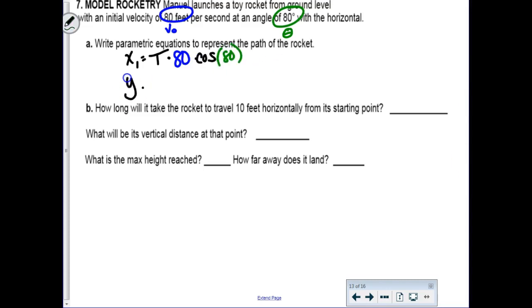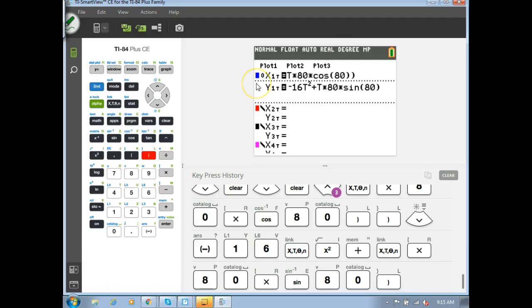And then for your y equation, it's measured in feet, right? So -16 t squared plus t times 80 for the velocity times the sine of 80 degrees. And then I could say plus 0 because it's from ground level, but I'm not going to bother writing that down. So let's get this typed in. All right, so we have our parametric equations typed in.